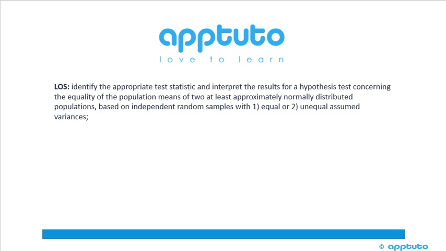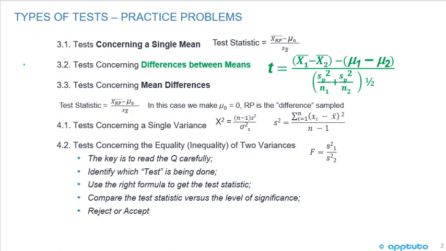This LOS is identify the appropriate test statistic and interpret the results for a hypothesis test concerning the equality of the population means of two at least approximately normally distributed populations based on independent random samples with one equal or two unequal assumed variances. Okay, now we're going to look at the test concerning the difference of means.